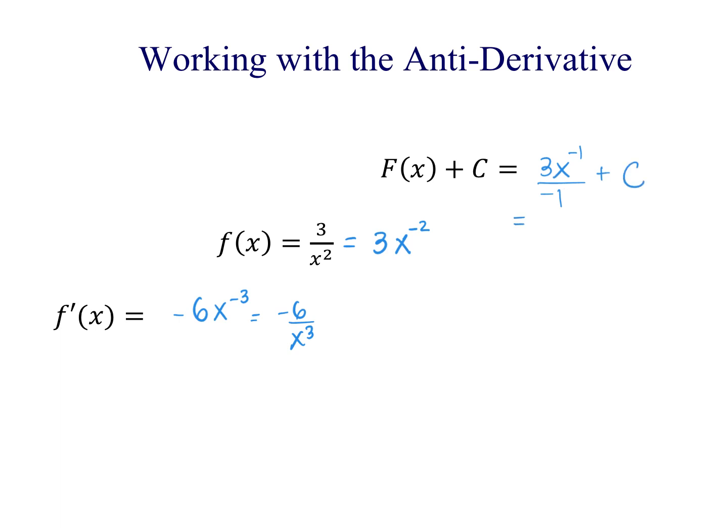So when I'm finished, I would clean that up. What would that look like? Negative 3x to negative first. No, sorry. Negative 3 over x plus C. Change back to the denominator form when you're done with your work, but change it out of its denominator form while you're working.